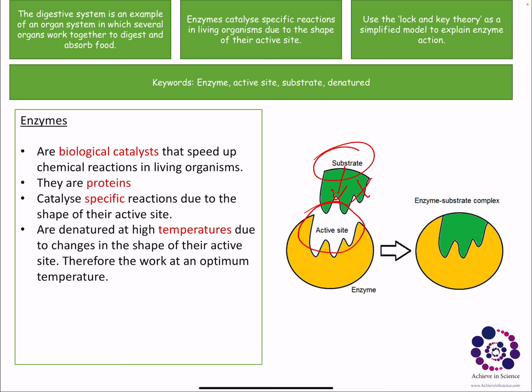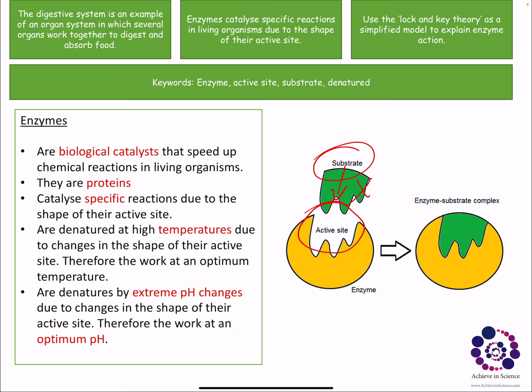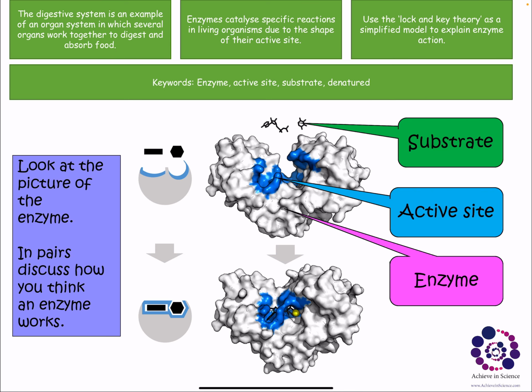So enzymes have an optimum temperature. Also, they're denatured by a change in the pH. And again, the active site changes and the substrate can no longer fit in. So they also have an optimum pH. What I'd like to do, please, is think about how enzymes work. Look at this picture and see if you can work out how enzymes work. Use the words substrate, active site, and enzyme. You can pause the video here now.